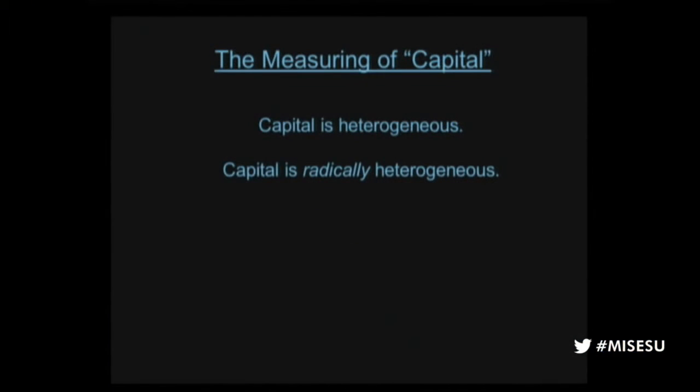But some Austrian economists, and I have in mind Ludwig Lachmann, would go further. He'd say capital is radically heterogeneous, okay? And you see by the italics how much emphasis the radically gets. And it might make you wonder, well, all right, how radical is it? You know, how radical is it? And Lachmann goes a long way in that direction.